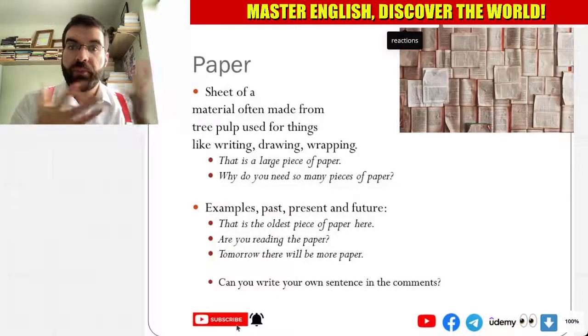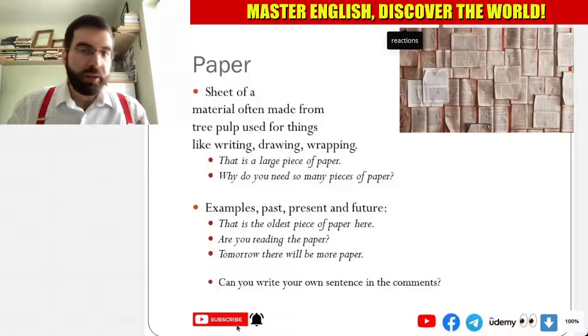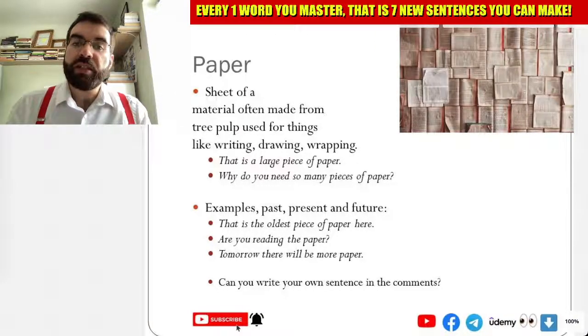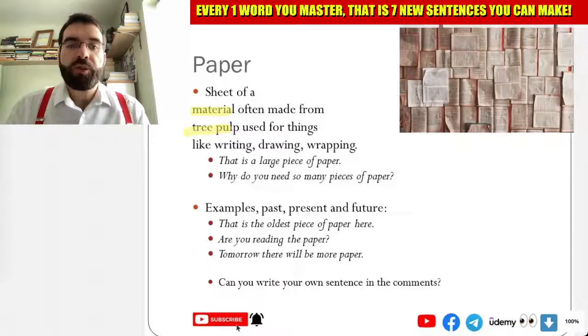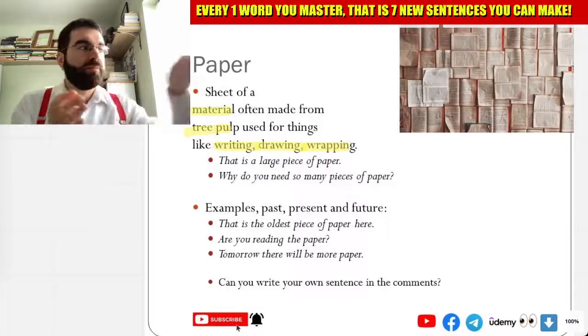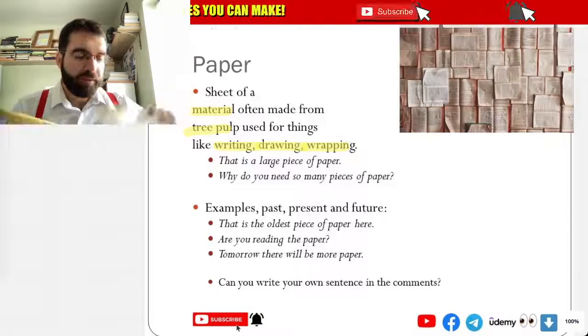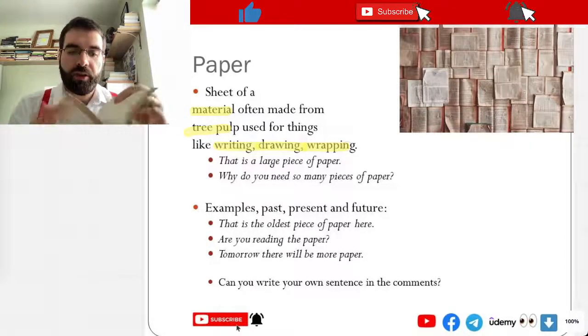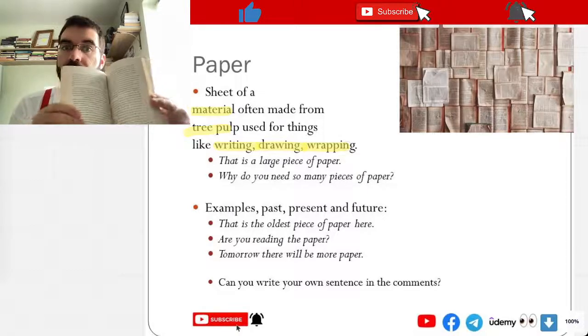Okay, so let's look at paper. Paper. Paper: a sheet of material, often made of tree pulp, used for things like writing, drawing, and wrapping. Paper. Used in writing.